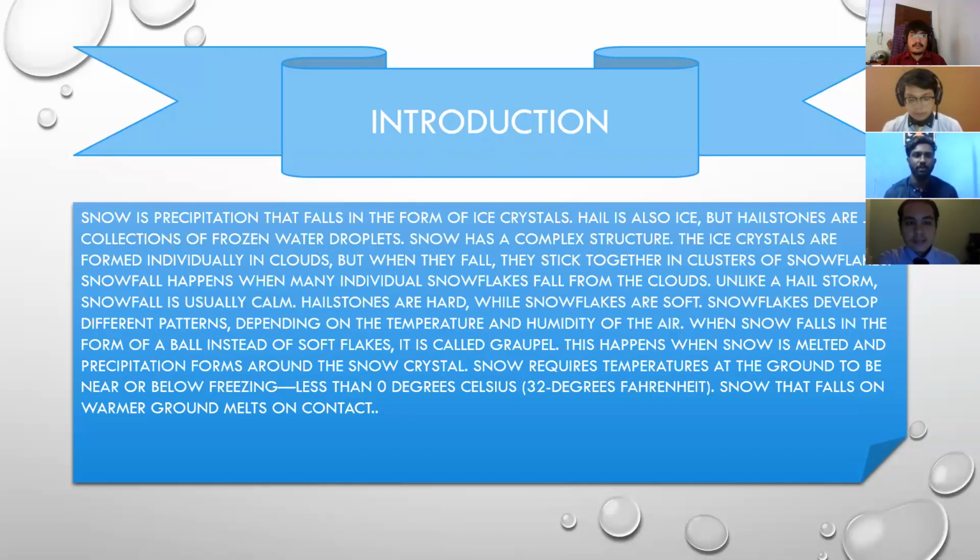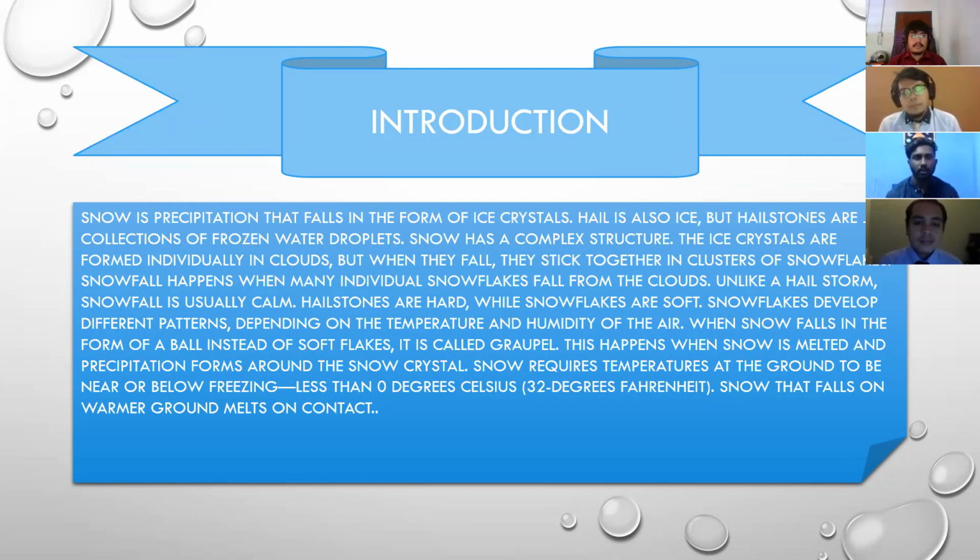Introduction. Snow is precipitation that falls in the form of ice crystals. Hail is also ice, but hailstones are just collections of frozen water droplets. Snow has a complex structure. The ice crystals are formed individually in clouds, but when they fall, they stick together in clusters of snowflakes. Snowfall happens when many individual snowflakes fall from the cloud. Unlike a hailstorm, snowfall is usually calm. Hailstones are hard, while snowflakes are soft.